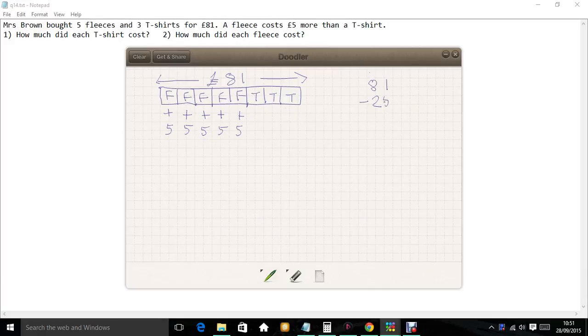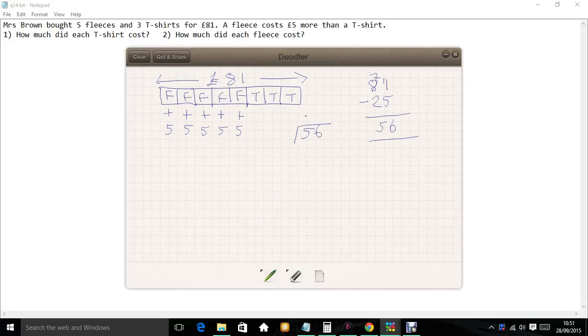81 minus 25 gives us 56. So this portion here, all of this, is worth £56. If I want to find out the value of each individual portion, I need to divide 56 by the number of portions.